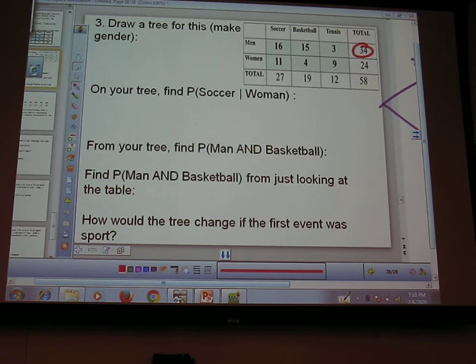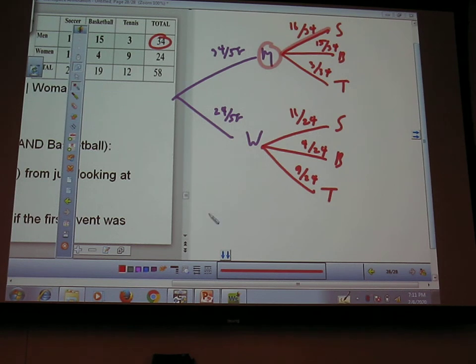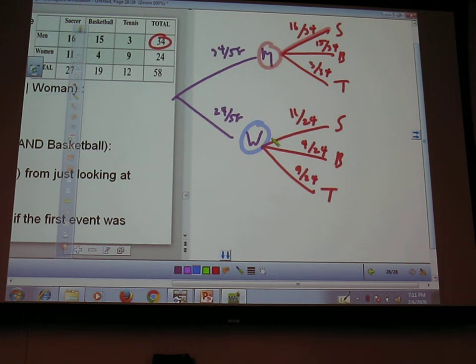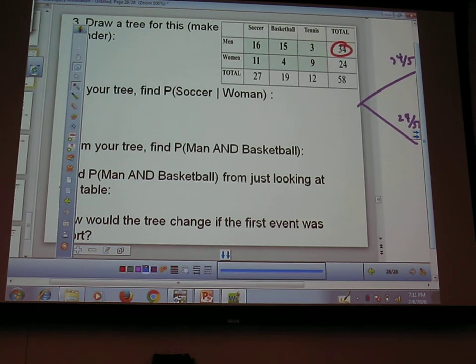Given women means what's the probability that they're a woman? 100%. I'm giving you that information. Given they're women means 100% they're women. So 100% you are standing right here. If you're standing right here, then what's the probability that they are playing soccer? 11 out of 24. Does everybody follow that part? Good. Expect you all to get that right on the exam. 11 out of 24.